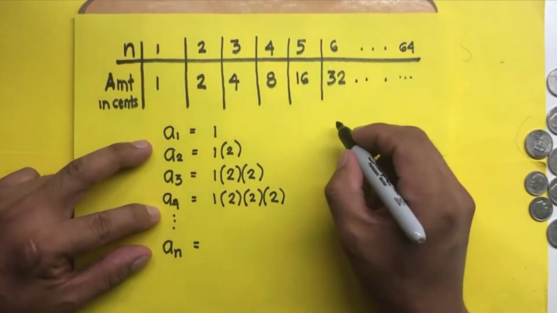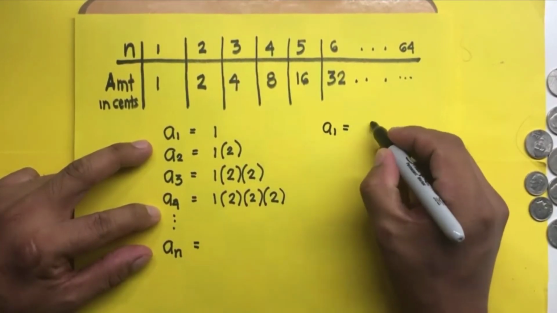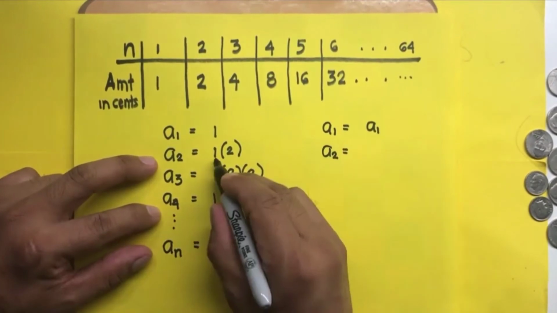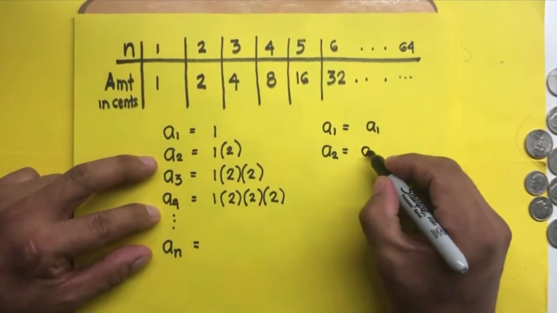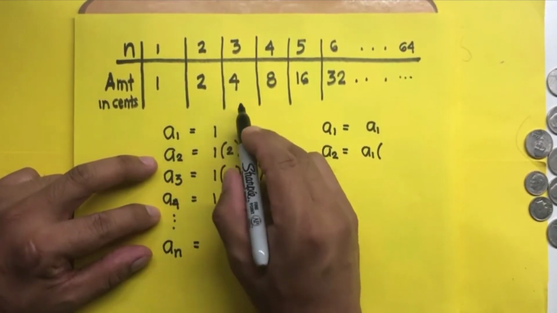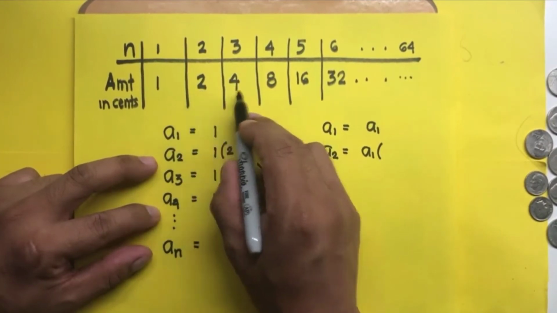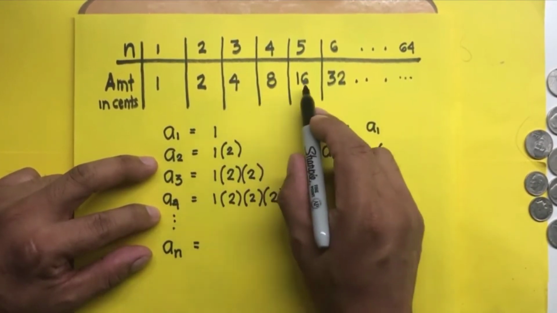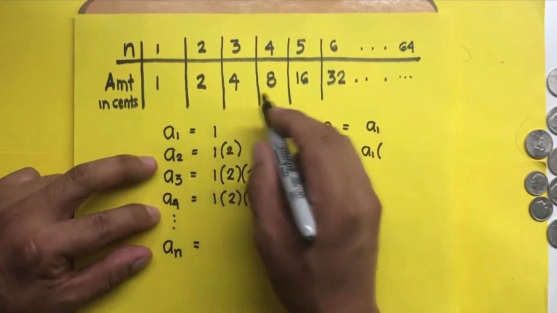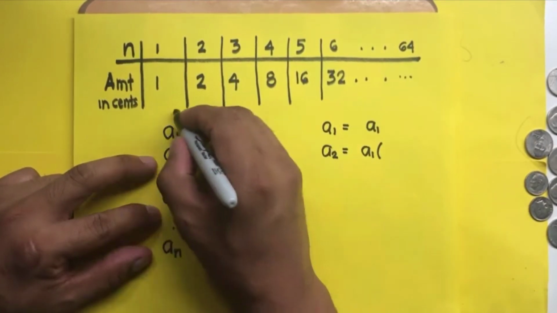We can also write it this way. a sub 1 is the first term. The second term is equal to the first term, a sub 1, multiplied by the common ratio. When you divide 4 by 2, you get 2. You divide 8 by 4, you get 2. You divide 16 by 8, you get 2. The common ratio here, which we call r, is equal to 2.